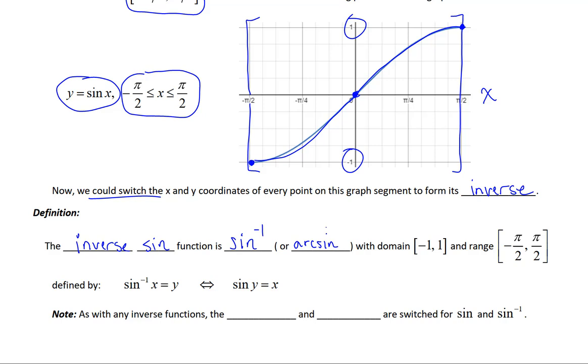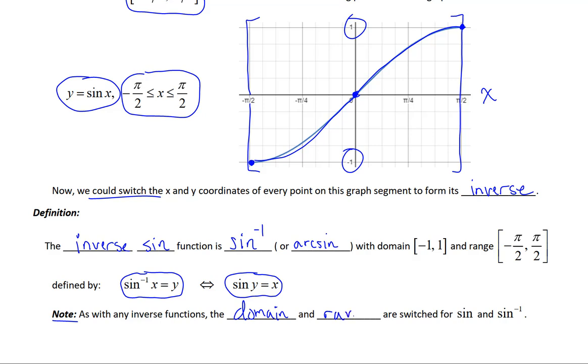Arcsine means sine inverse, with domain negative 1 to 1 and range negative pi over 2 to positive pi over 2. And then before you get twisted around on those, hold on one second, because it will make sense here. It's defined by the following: sine inverse of x is equal to y, which also implies that the sine of y is equal to x.